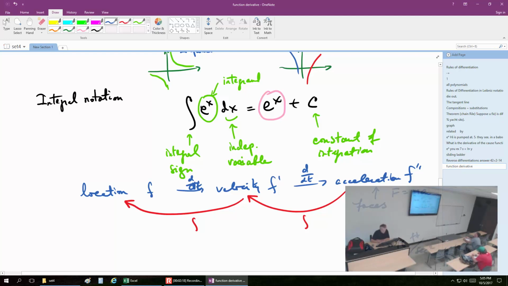Okay, so thinking backwards, what is the function, the derivative of which is negative 16? First question, what kind of function is it? What kind of function, the derivative of which is constant? Derivative is constant means that the slope is constant. The slope is the same throughout the function. It's a linear function, right?